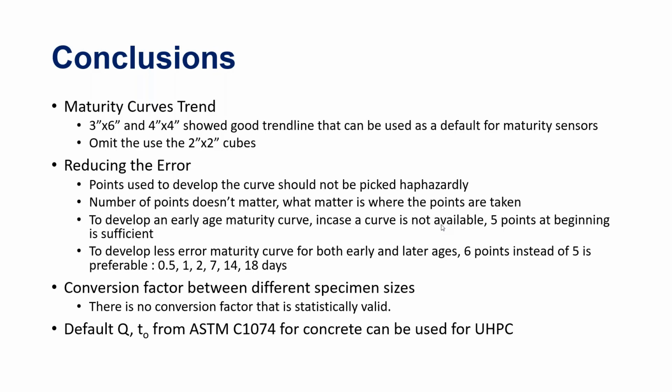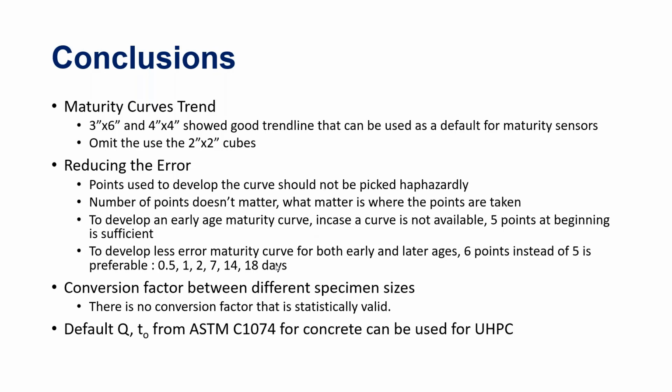Maybe in this case you can just use 5 points in the beginning, but you are using this maturity curve only to assess the first, again, 1 or 2 day age strength. So we proved that this might work if you use it only for the 5 breaking points only in the early age.